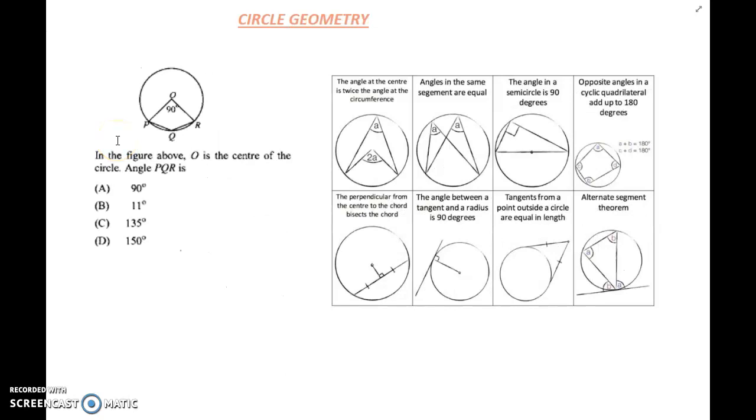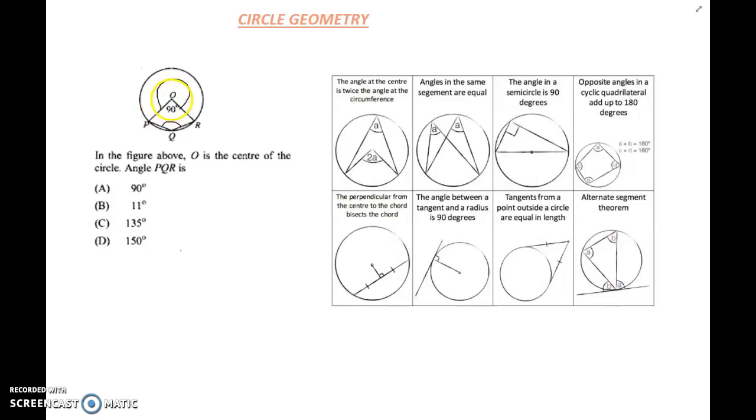So we're looking at another question here. In the figure above, O is the center of the circle. We want to find angle PQR. Angle PQR, that's the angle we want to find here. Now, again, don't overthink these questions. Let's look at what we have. They gave us this angle right up here at the center, 90 degrees. Now, what's the remaining angle here?